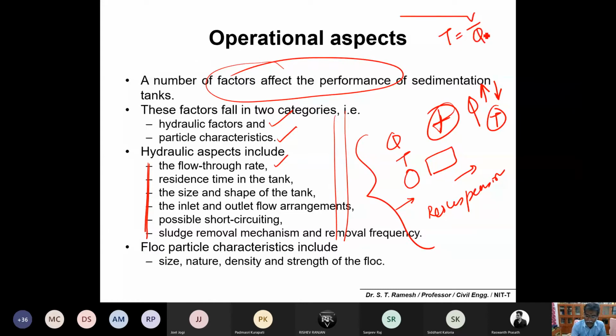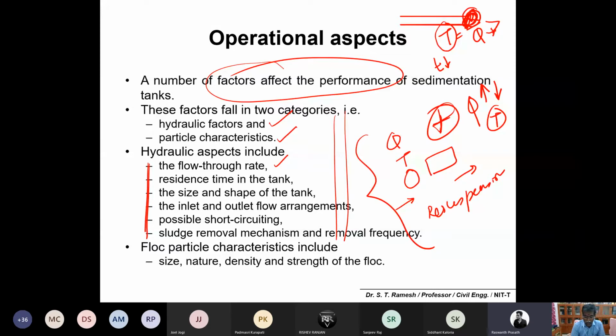That's the formula. Because the volume is already fixed, I cannot do anything about it since it's already been designed and constructed. So if there are any changes in the Q value, what will happen? It will alter your T. If Q is more, T will come down, thereby your efficiency may not be as good. Is it okay?